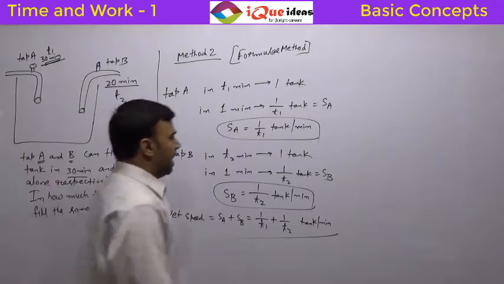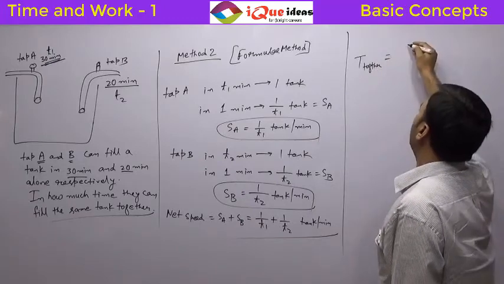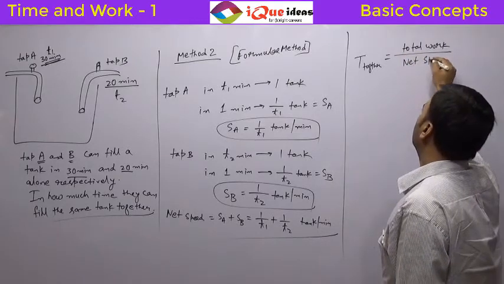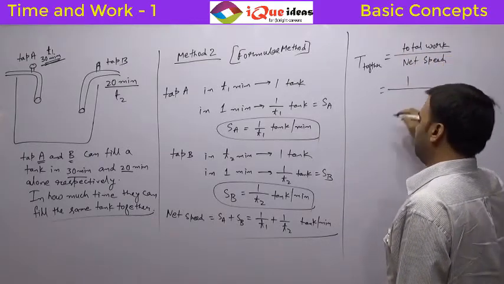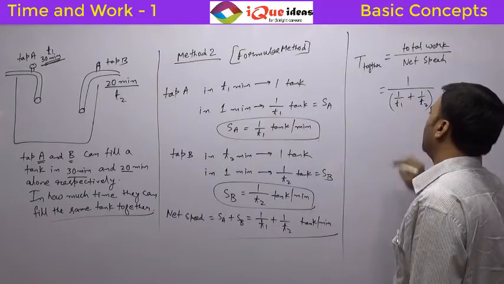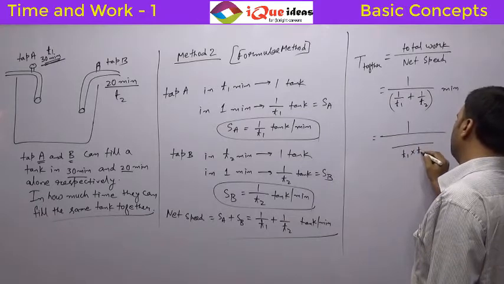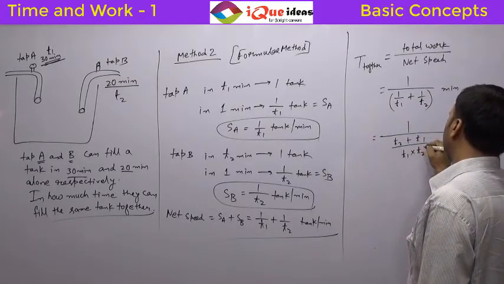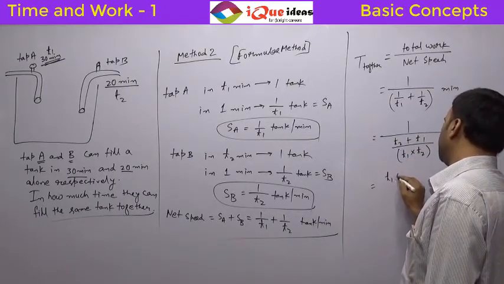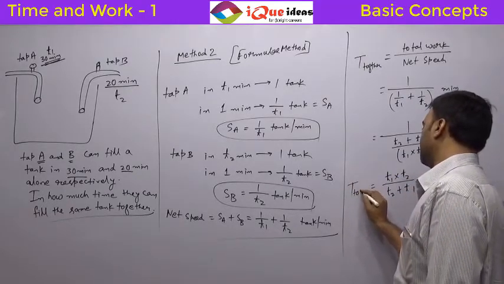Alright? Now, the time taken by both of them together will be equal to total work divided by net speed. Now total work is one tank divided by net speed, 1 by T1 plus 1 by T2, and the answer will be in minutes. Look at this very, very carefully. Now if you simplify, when we don't know the numbers, we can take the LCM as T1 into T2, and in the numerator we will have T2 plus T1 minutes. Now this T1, T2 will come in the numerator, so it will become T1 into T2 divided by T2 plus T1. This is the time together.